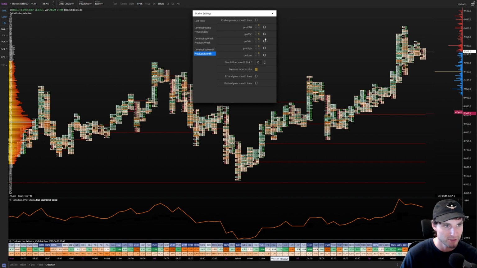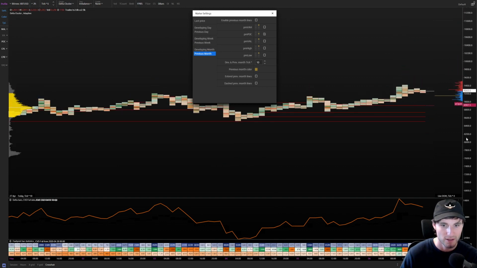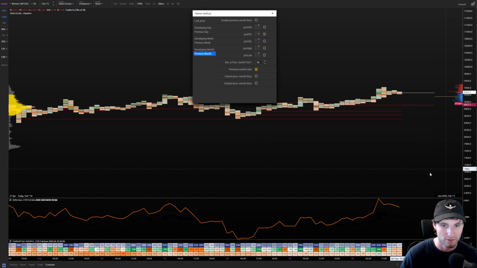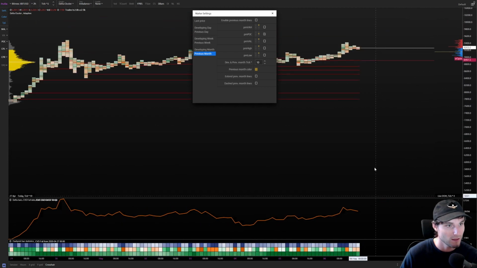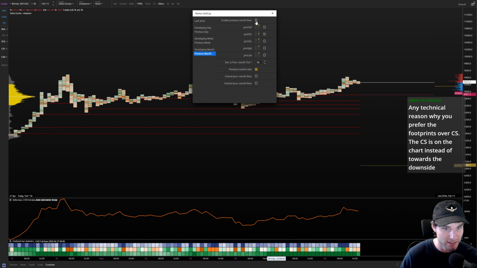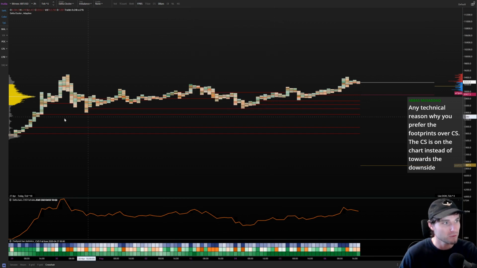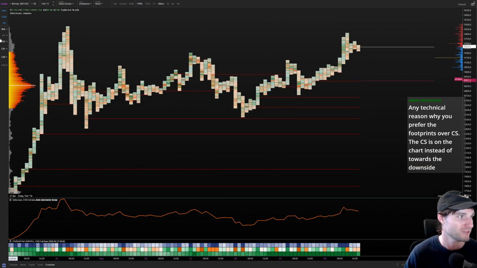If I want to see the previous month's point of control, tick this, and it will come up here. It's going to be quite low. Obviously you need to tick that, so tick that you want it enabled. Previous month's point of control you can see is 6,880. Okay, so that's what the marks are on the left hand side. Really, really easy. It just does all the work for you.